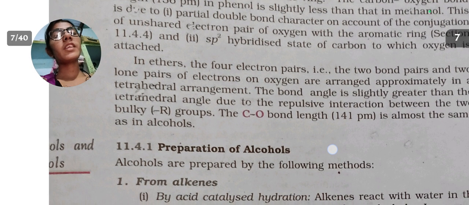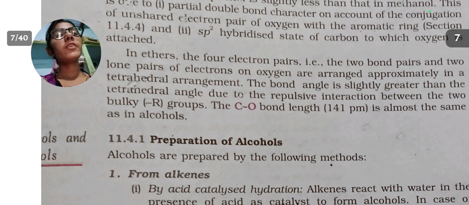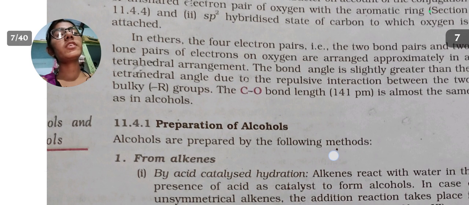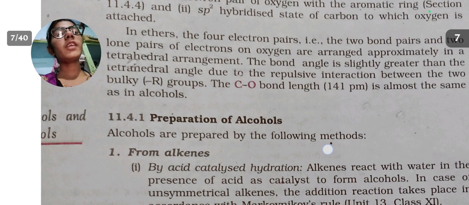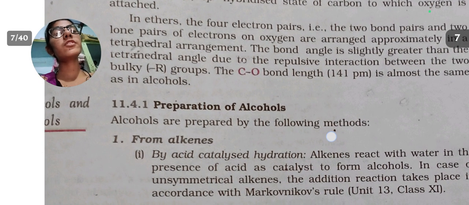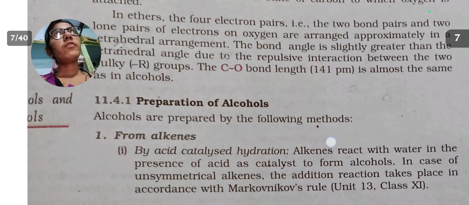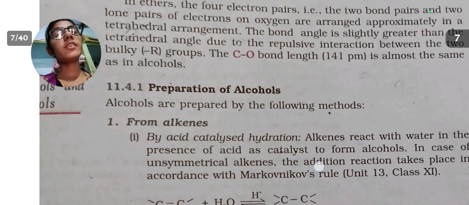In ethers, the four electron pairs, the two bond pairs and two lone pairs of electrons on oxygen, are arranged approximately in a tetrahedral arrangement. The bond angle is slightly greater than the tetrahedral angle due to the repulsive interaction between the two bulky groups. The C-O bond length is 141 picometers, almost the same as in alcohols.